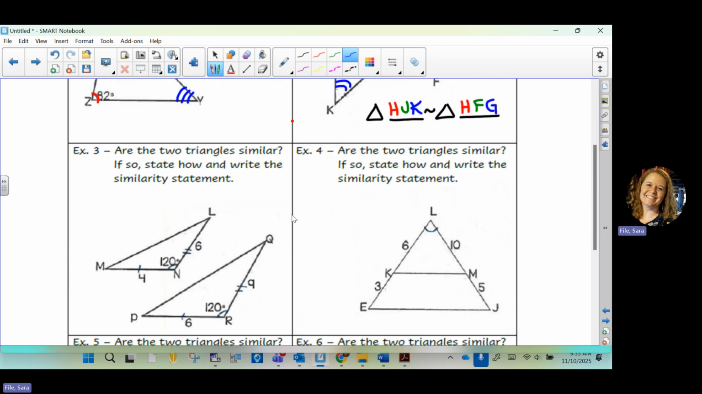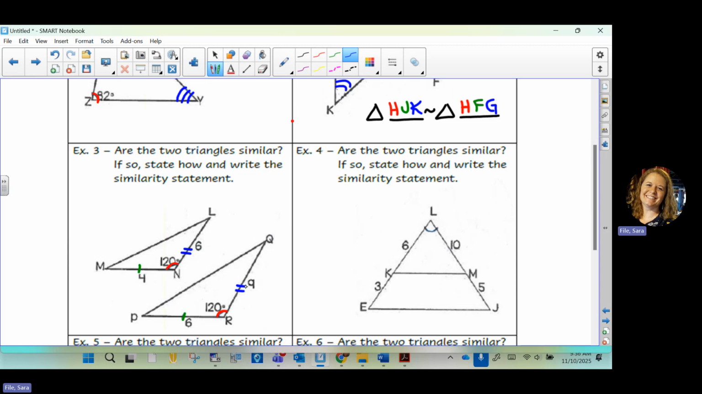All right, in number 3, we know one angle is congruent. 120, 120. Okay, and then we know the side, angle, side. Very good. Because it's the included angle between two marked corresponding sides.